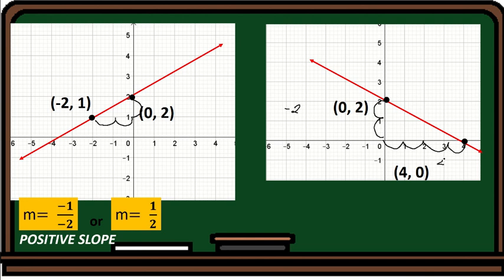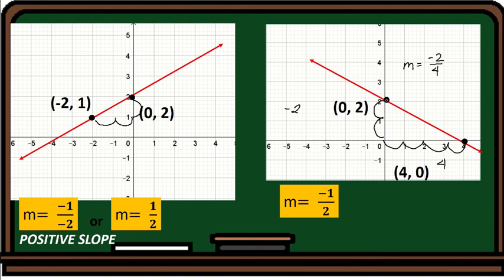So, nagiging positive 4 na. Mali, we have rise pala tayo mauna. So, we have negative 2 over 4, or you can have the simplified form of negative 1 over 2.